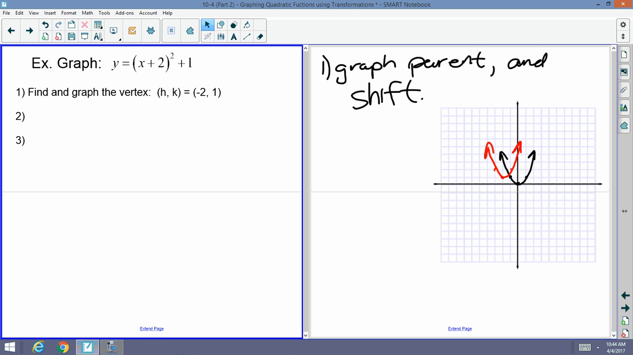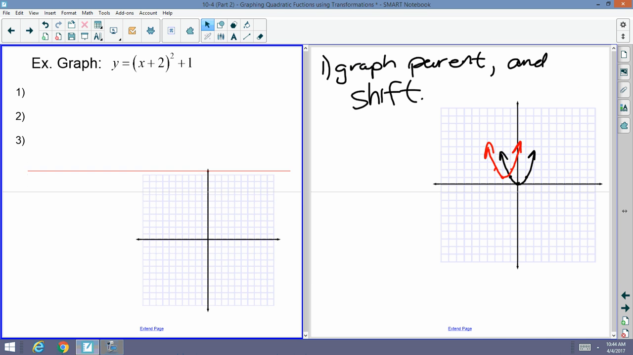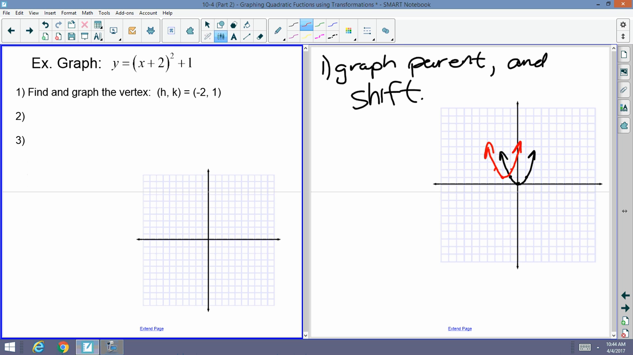So guys, let's find and graph the vertex. Where is the vertex here? The vertex is my h and k, correct? My h and k is my vertex. So when I want to find the vertex and graph it, it's negative 2, 1. Why? My h is negative 2 and my k is 1. So I go to negative 2, 1, and that's my vertex.